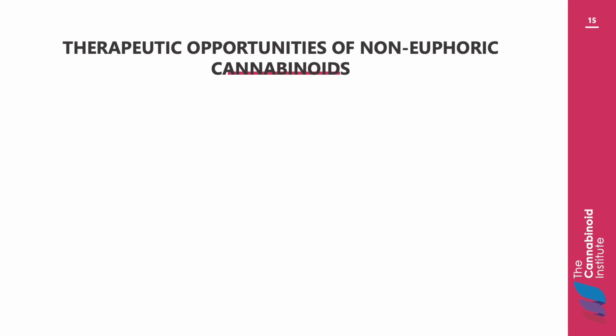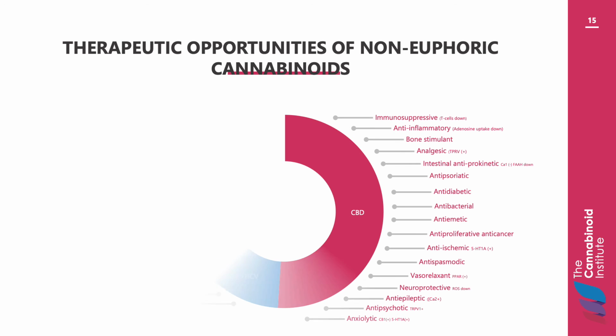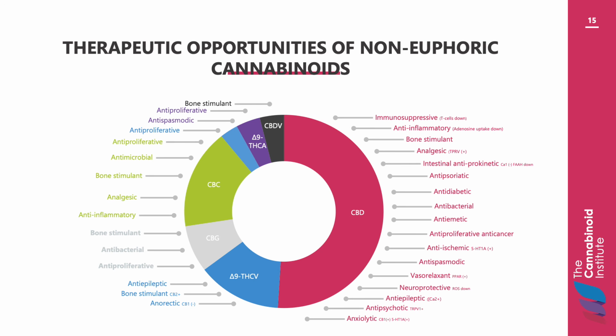We have only just begun to establish a clinical understanding of how each of the cannabinoids produced by the cannabis plant works within the body and the potential for their use in the treatment of various diseases. This chart summarizes the potential therapeutic opportunities of the non-euphoric cannabinoids found in cannabis. As indicated by the sheer number of opportunities listed on this slide, the potential clinical uses of phytocannabinoids are seemingly endless and represent a very interesting area of study.